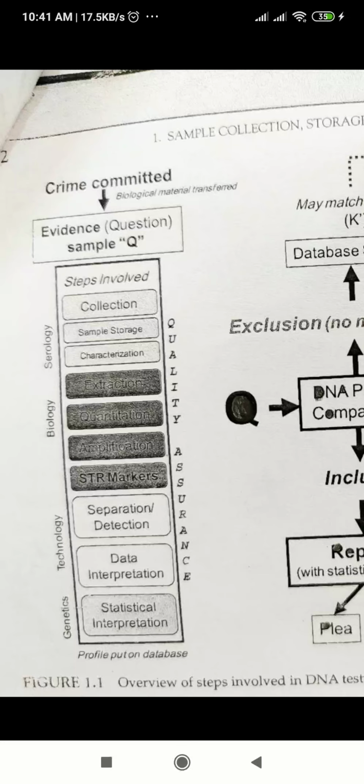This was the biological process. Then with the technology, we will go for separation of bands with the help of capillary electrophoresis, then detection, then data interpretation.